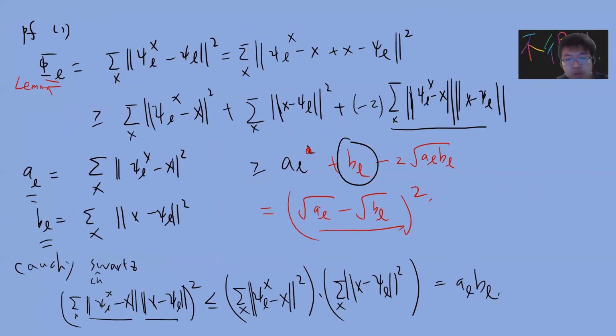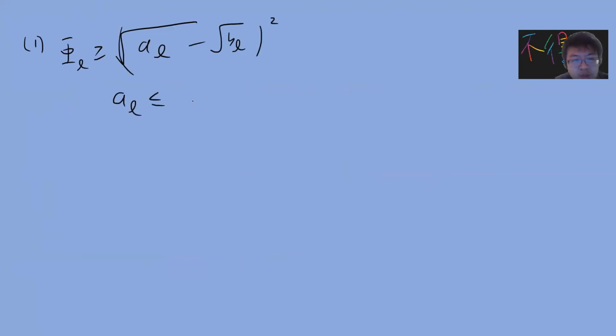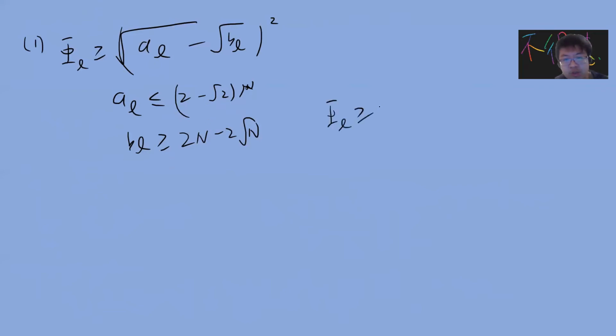So let me just go back to here and write down what we prove: phi L is greater or equal to, let's say, AL minus square root of BL squared. I know that AL is bounded above, and BL is bounded below. So BL is bounded by 2n minus 2 square root of n. This is a simple calculation where you plug it in and square, so you can prove that phi L is greater than big O of n. The leading order term big O of n comes from taking the square root and also squaring.